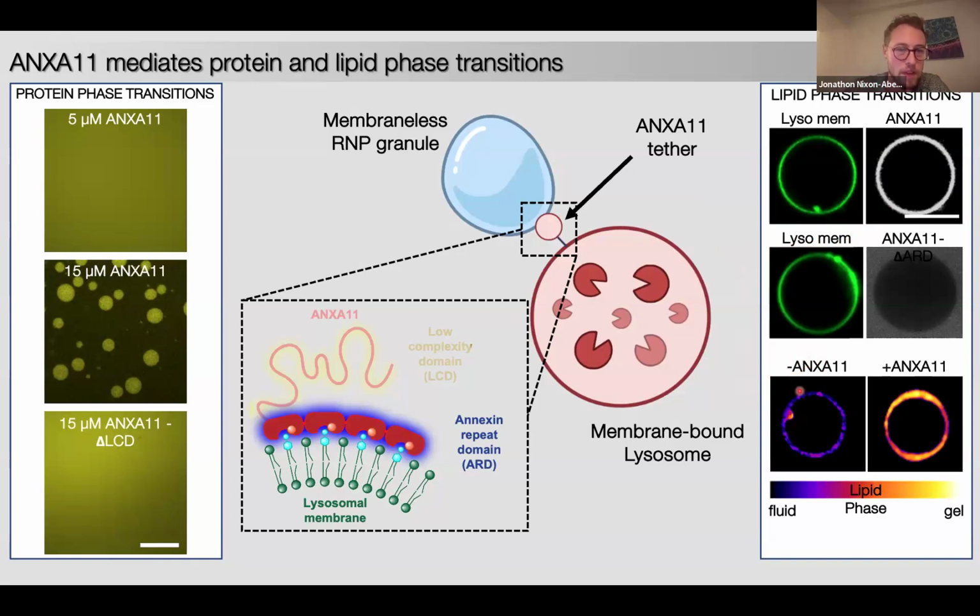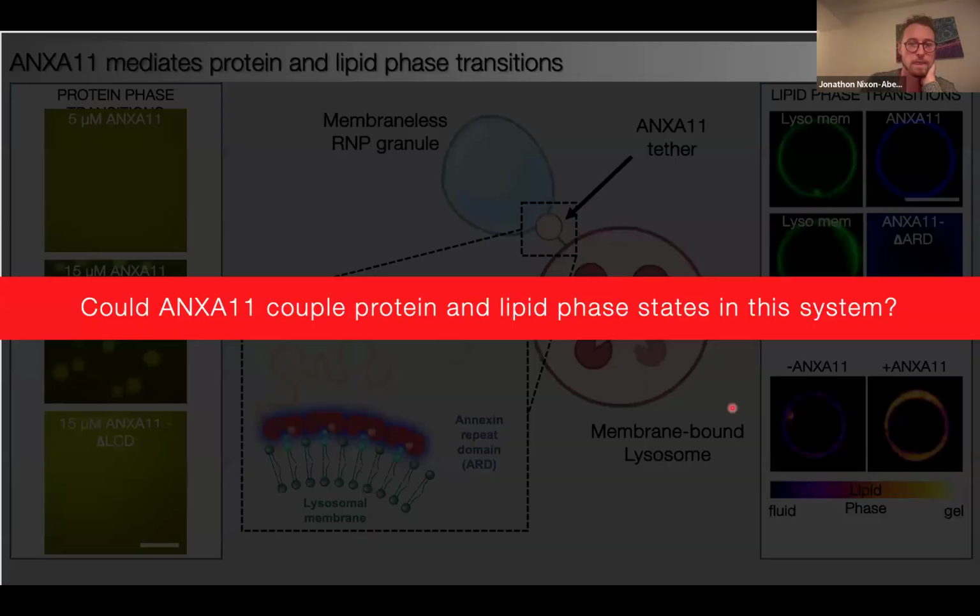And you can see one example of that shown here with an optical reporter that reads out lipid phase states. I'm going to go on to discuss that in more detail in a minute. But the ARD alone, just binding of the ARD, is sufficient to induce this gel-like state change in the lipids. But what we really wondered then was whether annexin might be able to act to couple protein and lipid phase states, such that it could transfer information about the protein phase through to the lipid phase.